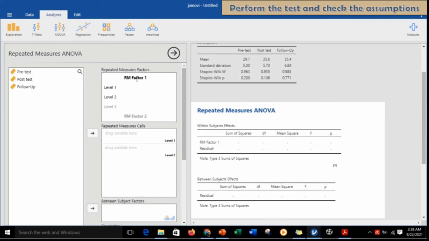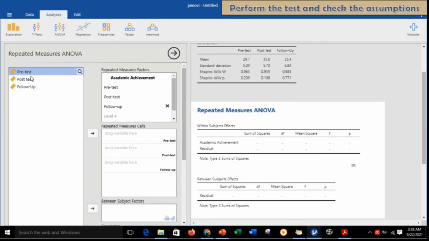We have to rename first the factor to academic achievement, since it is what comprises our data. Then rename the levels that correspond to the set of data that we have. Let's have pre-test, post-test, and of course, follow-up. Let's then drag everything to the repeated measure cells.